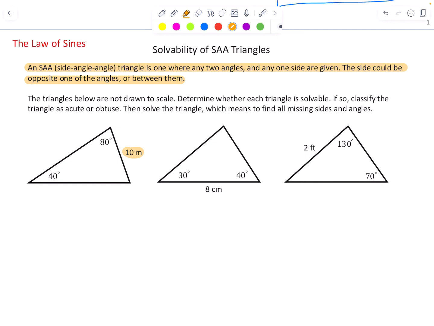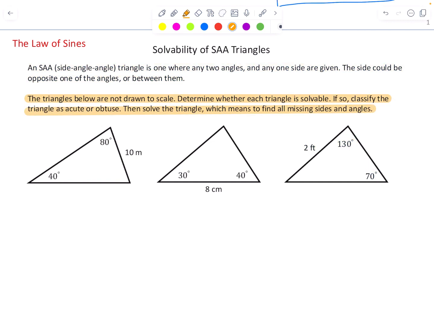Furthermore, the side that's given is opposite one of the given angles in this first case. In this middle case, we have two angles and one side. This time the side is not opposite either of the given angles, it's in between them. And here's another case where we have two angles and one side, and again, this side is opposite one of the two given angles. Now these triangles are not necessarily drawn to scale.